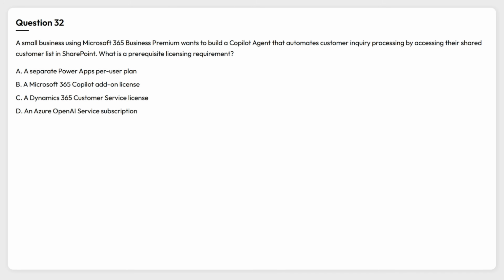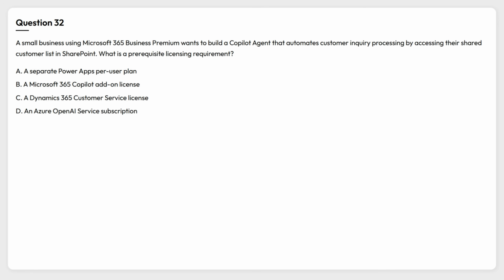Question number 32. A small business using Microsoft 365 Business Premium wants to build a Copilot agent that automates customer inquiry processing by accessing their shared customer list in SharePoint. What is a prerequisite licensing requirement?